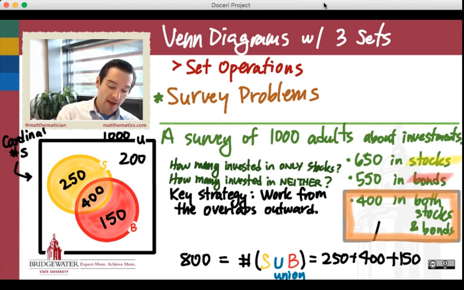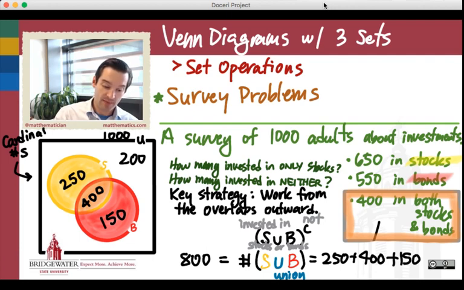So we would call that not the union. The union is the people that are inside the circles. We would say that it's the complement of the union. So if we write that in words, these are the people who are not invested in stocks or bonds. Okay. So it's the complement of the union of S with B. And its cardinal number is the cardinal number for the whole universe, 1,000, minus the cardinal number of S union B, which was 800.